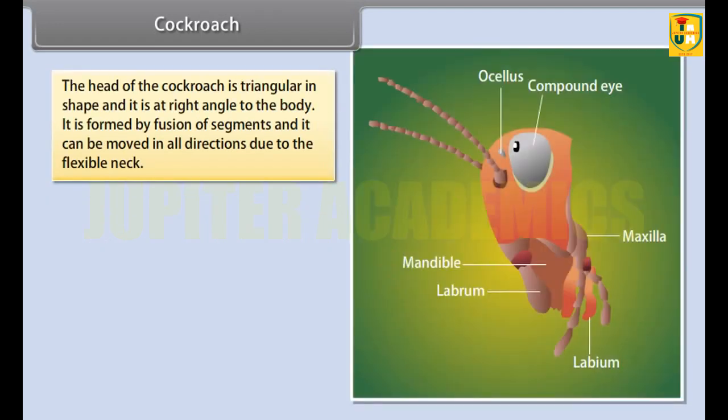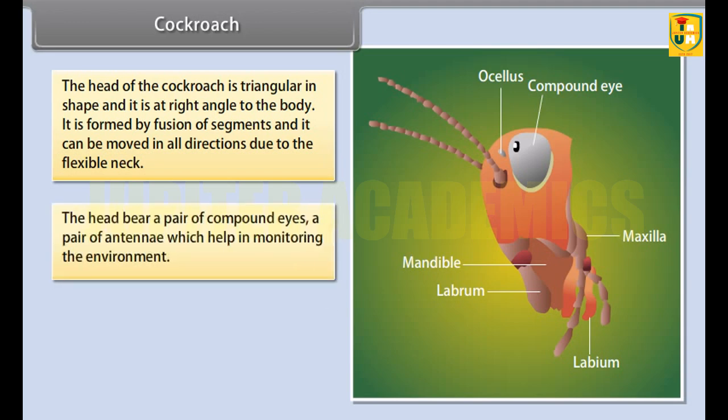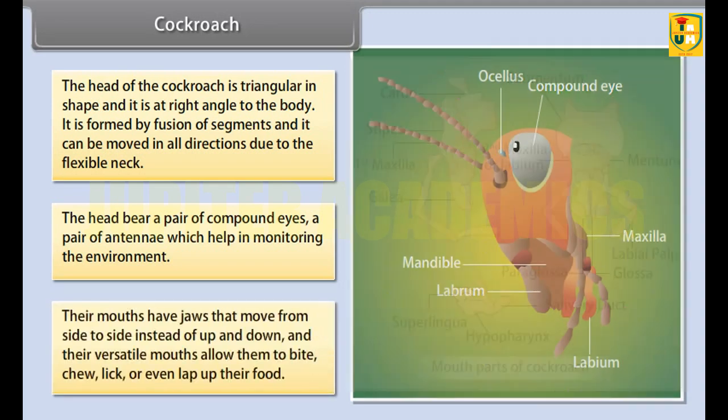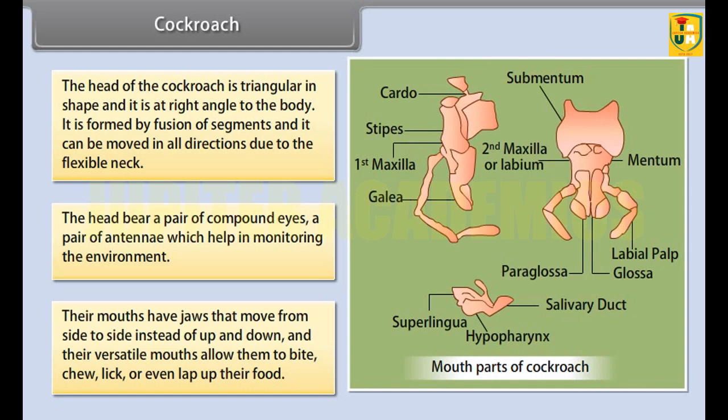The head of the cockroach is triangular in shape and it is at right angle to the body. It is formed by fusion of segments and it can be moved in all directions due to the flexible neck. The head bears a pair of compound eyes, a pair of antennae which help in monitoring the environment. Their mouths have jaws that move from side to side instead of up and down, and their versatile mouths allow them to bite, chew, lick, or even lap up their food.